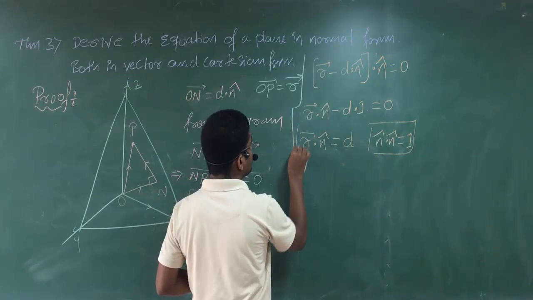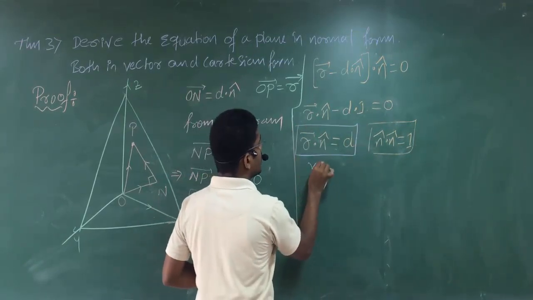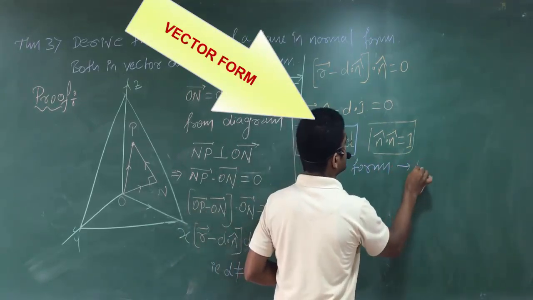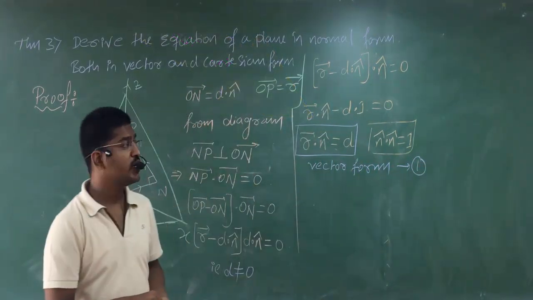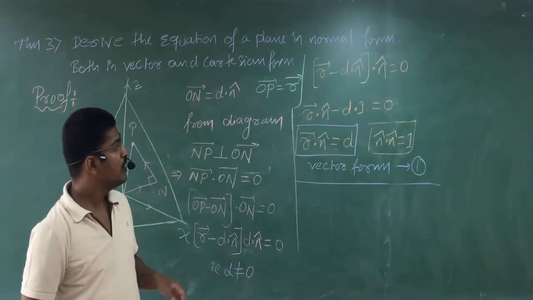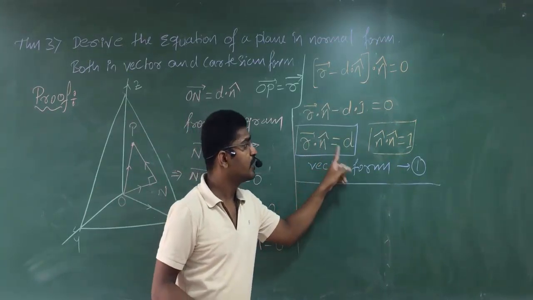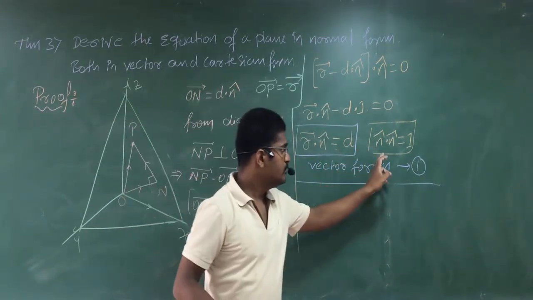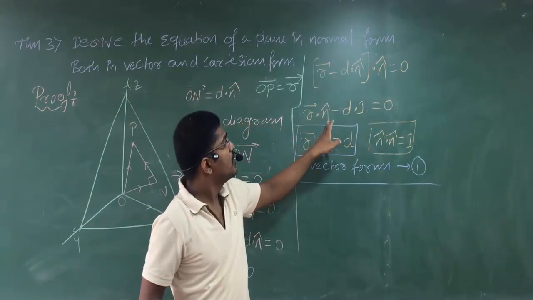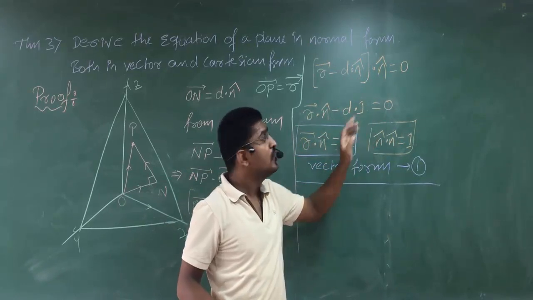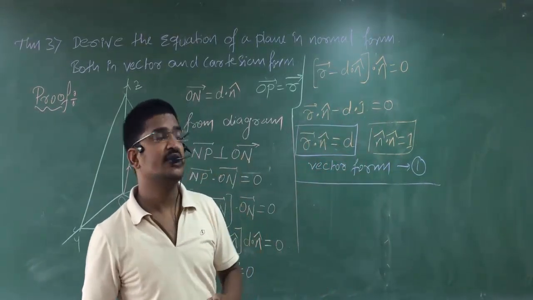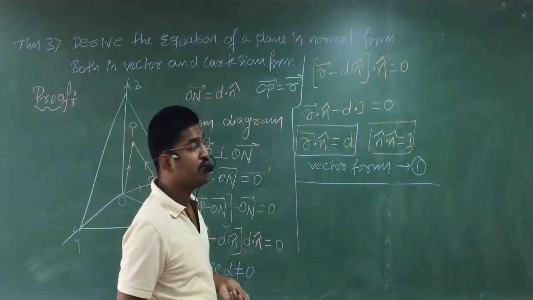So this is your vector form. Take it as equation 1. Clear students? So here ends your vector form. What is vector form? R dot N cap equal to D, because N cap dot N cap is 1. So N cap dot R will be R dot N cap, and N cap dot N cap will be 1. Therefore R dot N cap minus D dot 1 will be equal to 0.